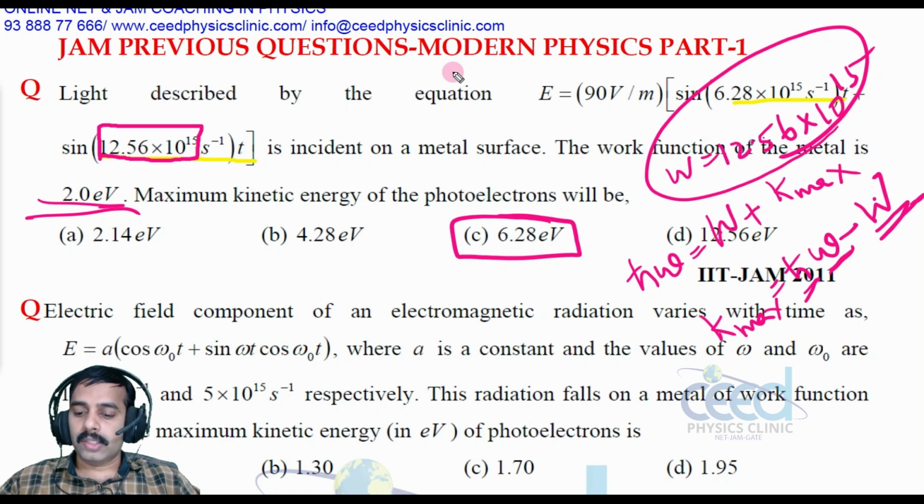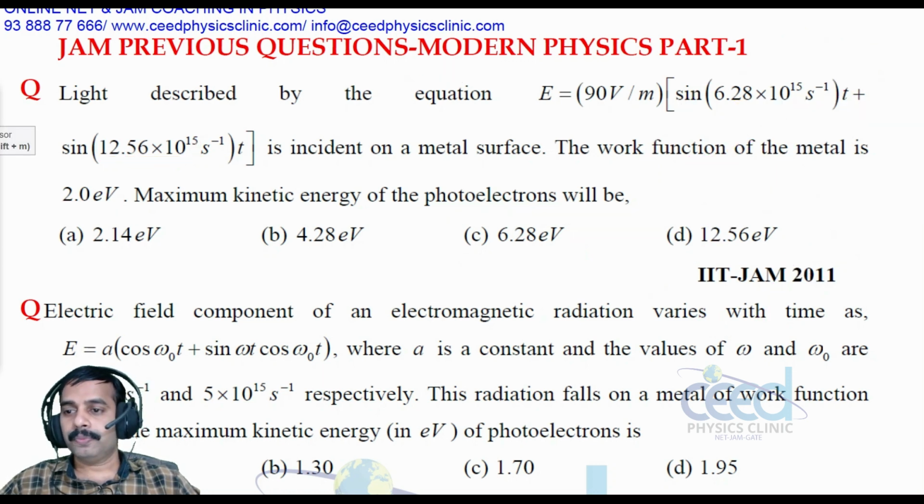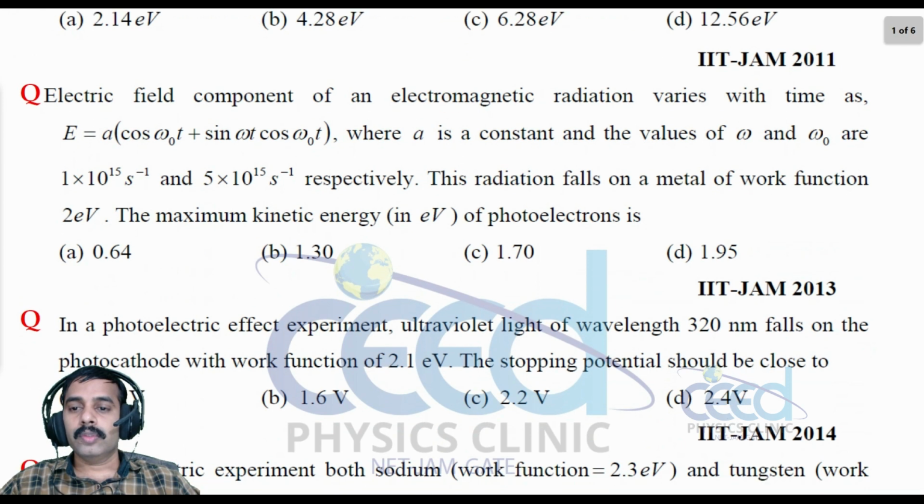Now let us come to another question. The electric field component of an electromagnetic radiation varies with time as E is equal to A cos omega 0 t sin omega t cos omega 0 t, where A is a constant. The values of omega and omega 0 are 1 × 10^15 second inverse and 5 × 10^15 second inverse. The radiation falls on the metal of work function 2 electron volt, right?